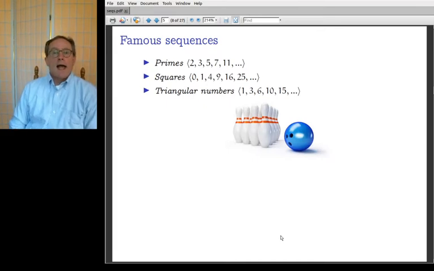The sequence of triangular numbers. I tried to pick one that was maybe a little less familiar, but still one that a person might have run across. What's with the bowling balls?